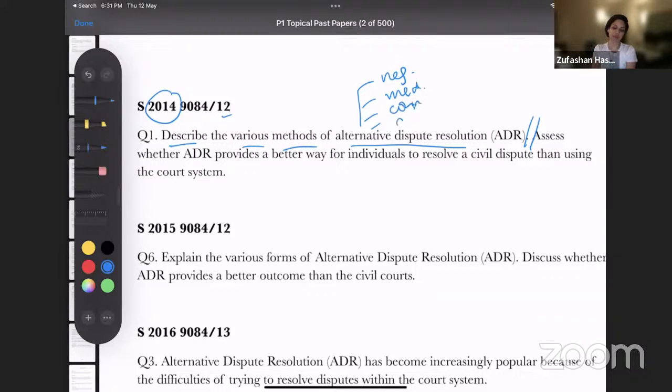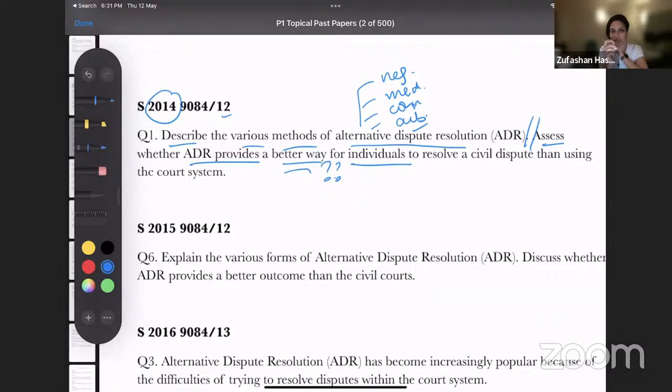And finally, the most formal of them all, which is arbitration, right? So you will explain using the law given to you in the textbook and that you've learned in your coursework, explain each of these 4 things. And then they ask you to evaluate and assess something. They're saying, assess whether ADR provides a better way or not. For who? For any individual or party to resolve a civil dispute than using the court system.